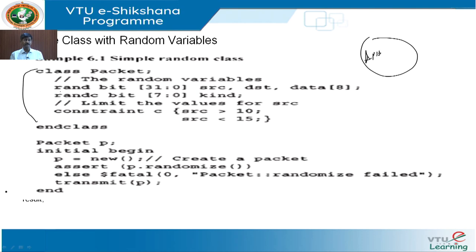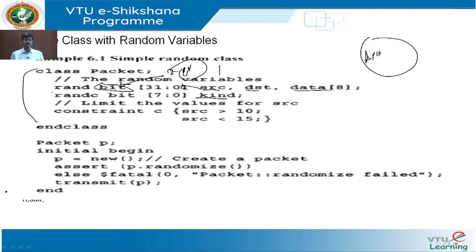I am defining different variables here. You can look at the variables. All are dynamic or packed variable values: source, destination, and data. Data will be two dimensional, source and destination will be single dimensional. What is the data type which will be used? The data type is bit. What does it define? It is a two-state value which takes either 0 or 1.